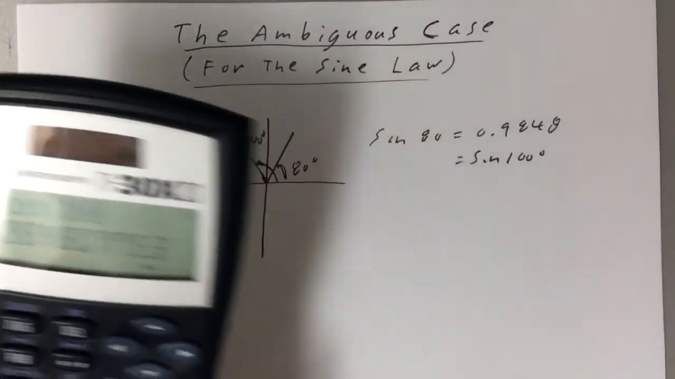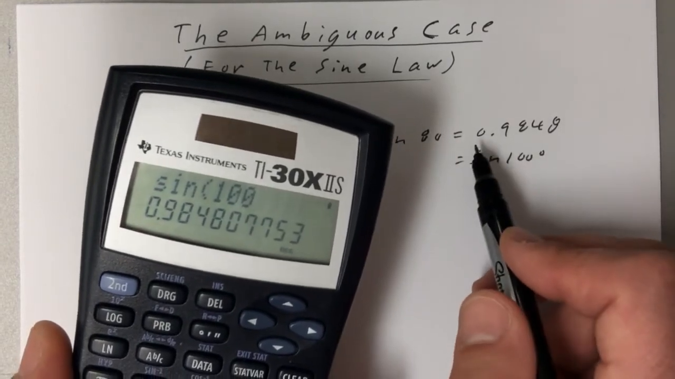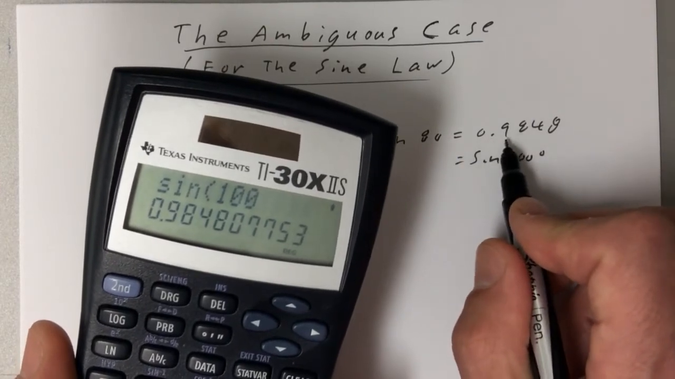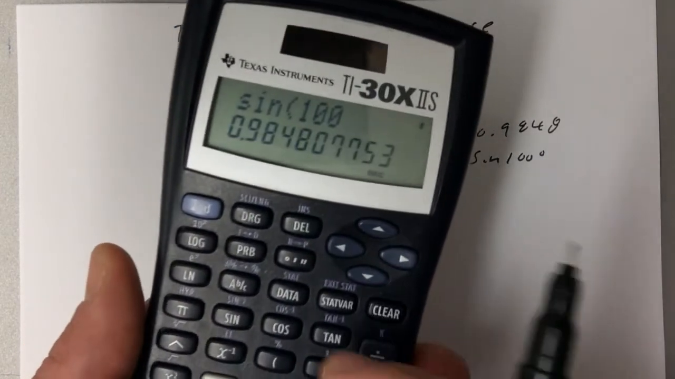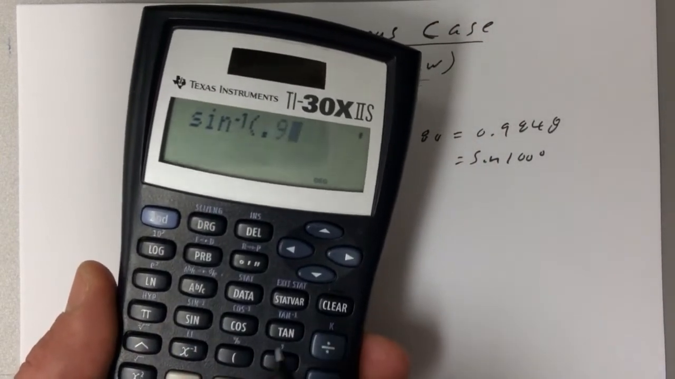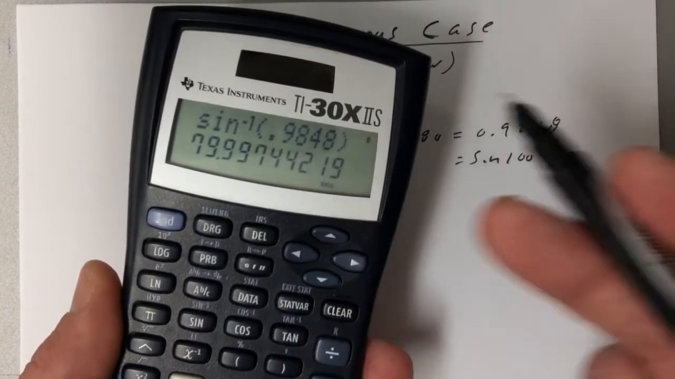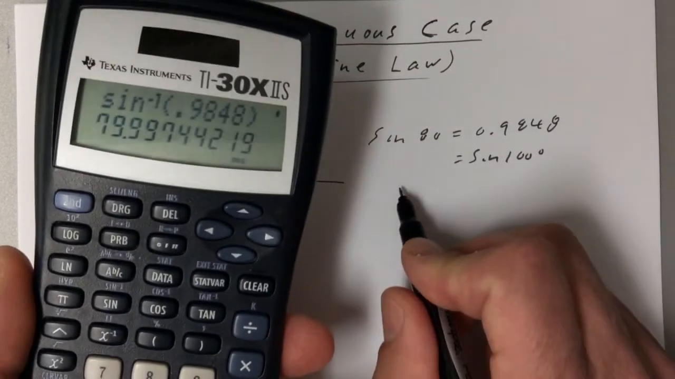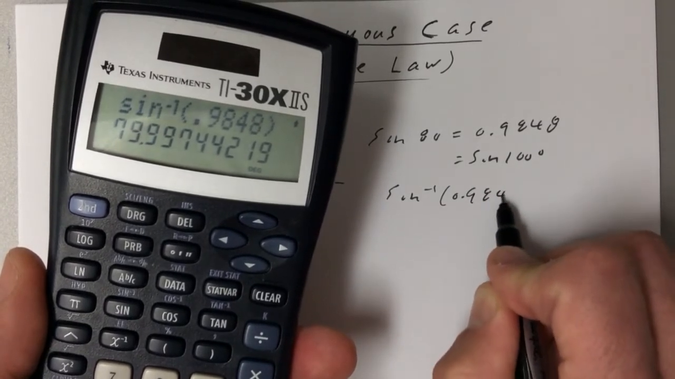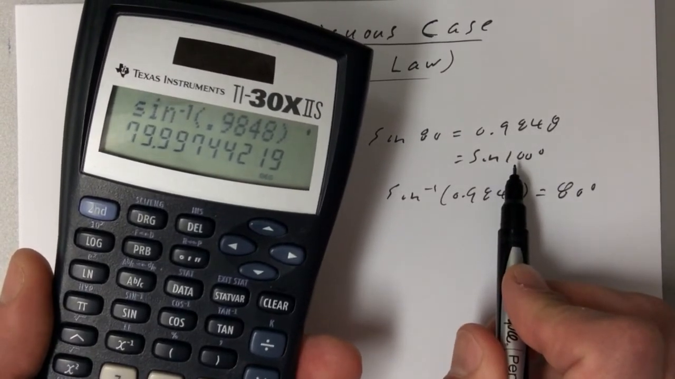So if you've got a triangle and you're trying to solve for the angle and it happens to be obtuse, and you're using the sine law and you get sine of theta equals 0.9848, then if I do the sine inverse of 0.9848, I'm only going to get 79.9, which is basically 80 degrees. It's not going to get me the 100 degrees back.